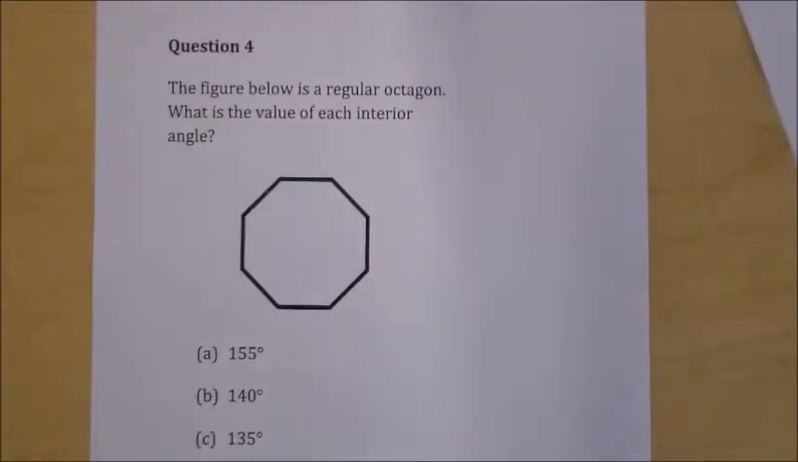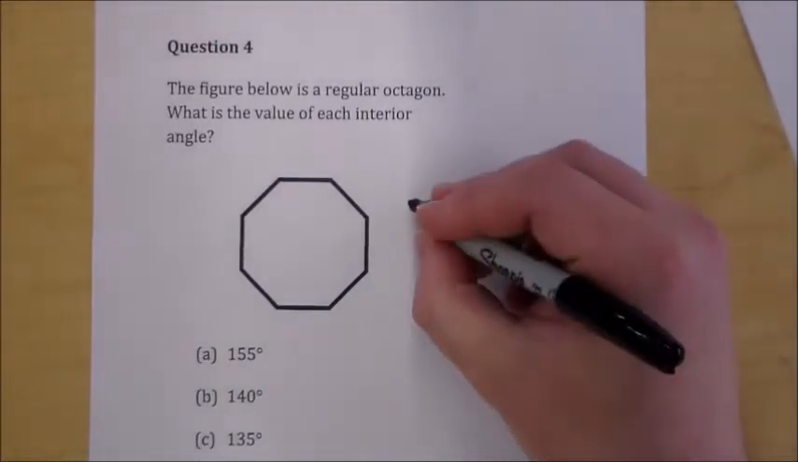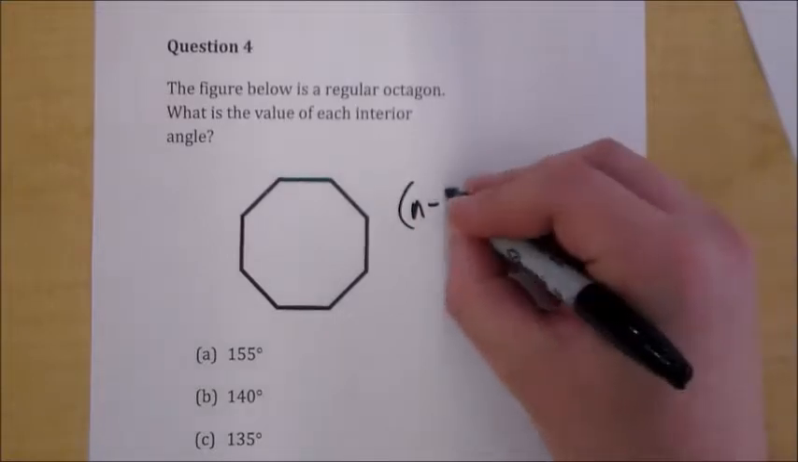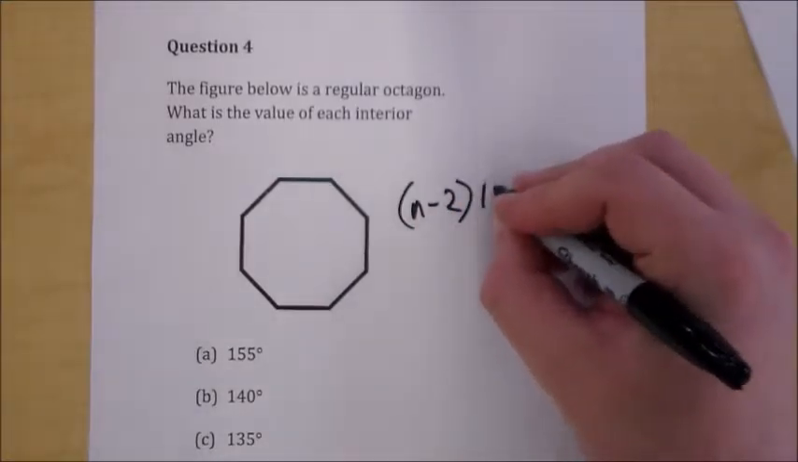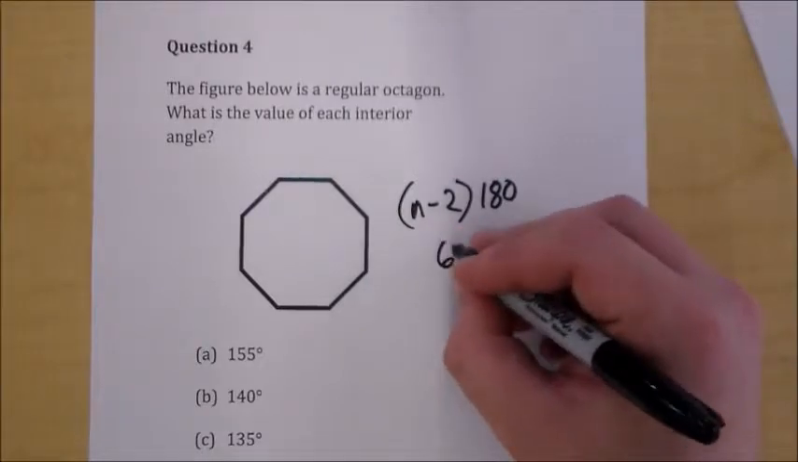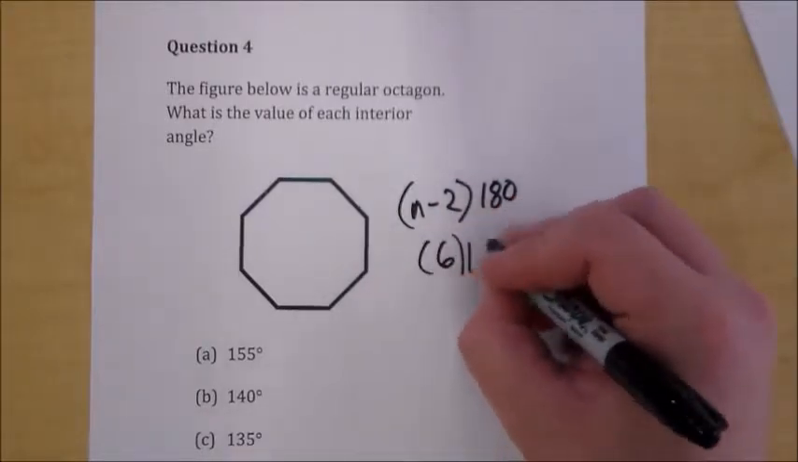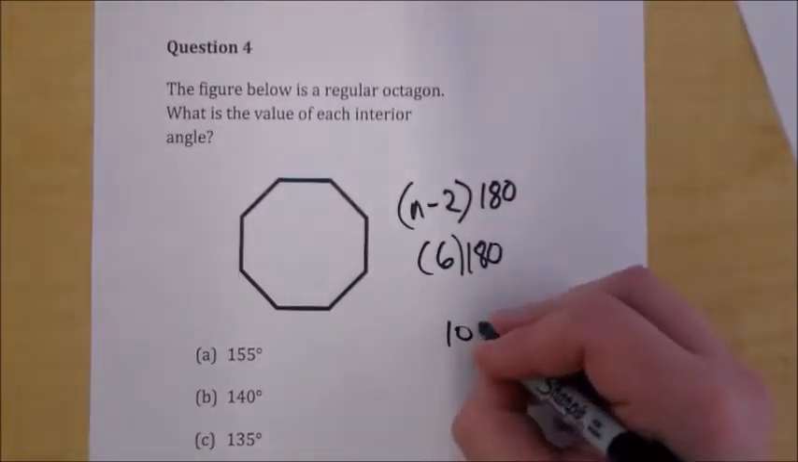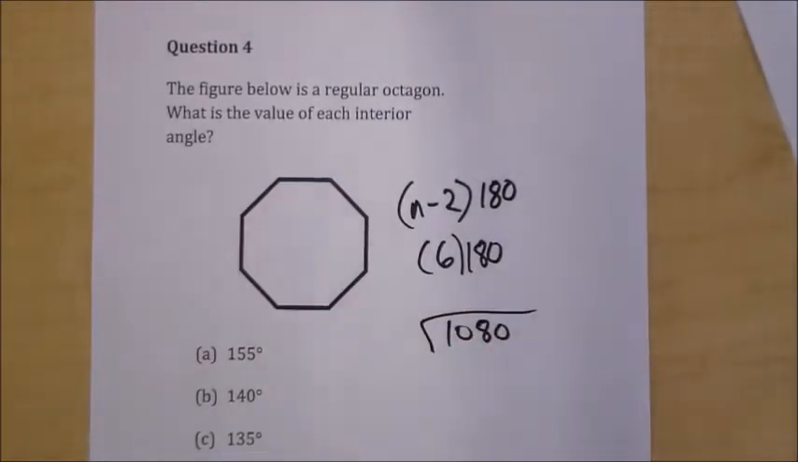Okay, question 4. The figure below is a regular octagon. What is the value of each interior angle? Well, I remember my formula for total angle is n minus 2 times 180. Octagon is 8, so let's do 6, because 8 minus 2 is 6. 6 times 180, I do the math out, and I get 1080. Is that right? Yeah, that's right.